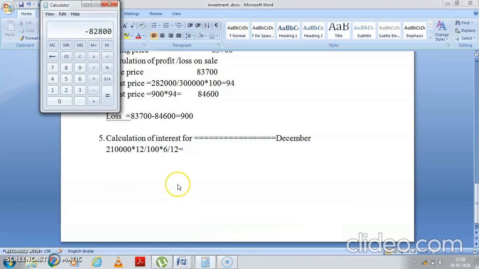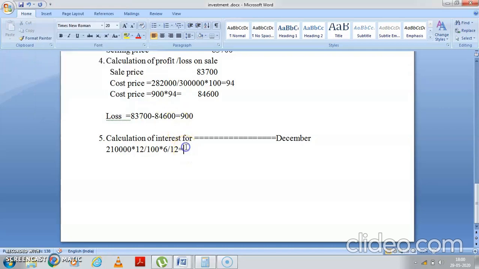Sorry, calculator. So it is 2,10,000 into 12 percentage. See, 25,200. So 25,200 divide by 12 multiply by 6. So you are getting 12,600. So your interest is coming to 12,600. Chalo.